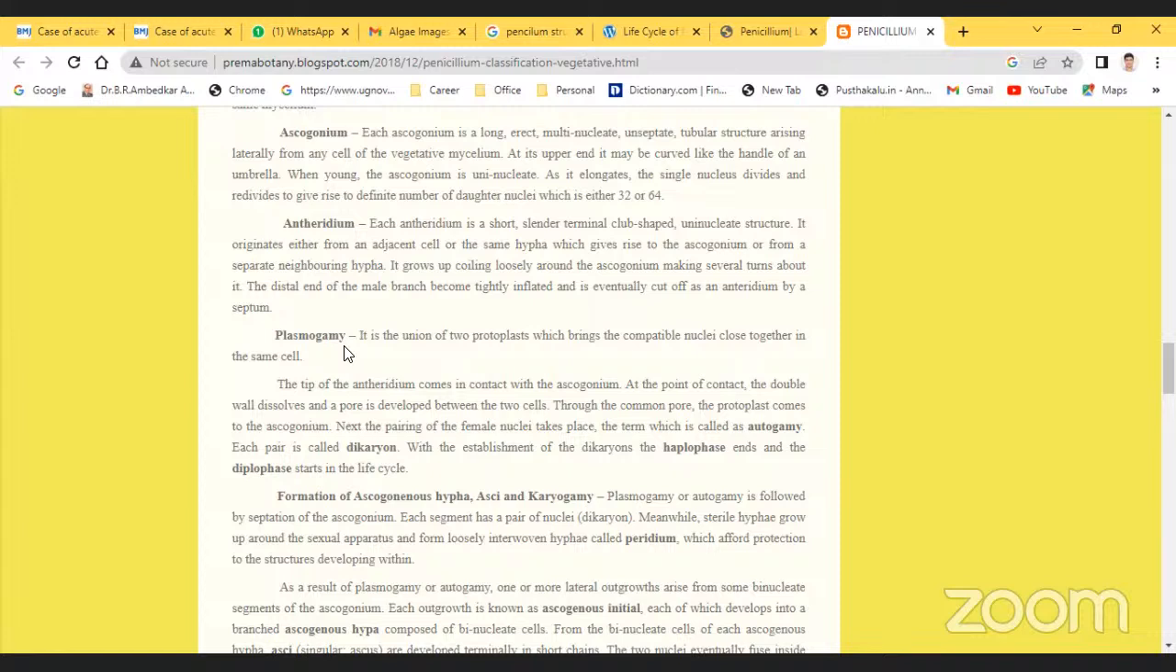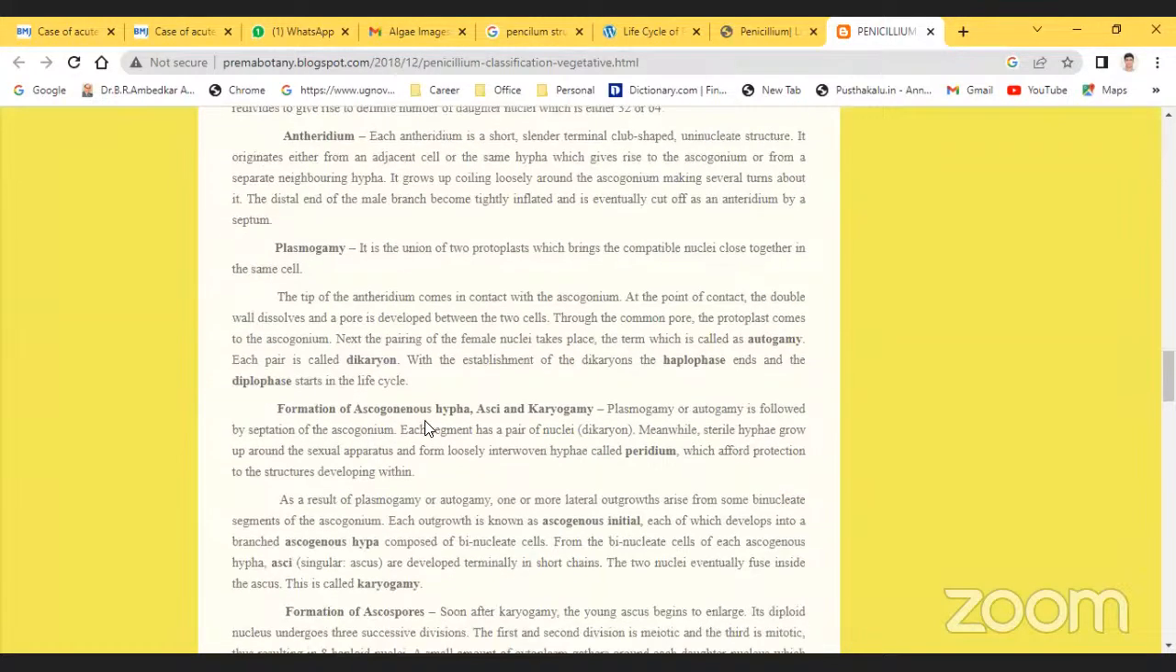Next, the pairing of the male and female nuclei takes place, which is called autogamy. Each pair is called a dikaryon. With the establishment of the dikaryons, the haplophase ends and the diplophase starts in the life cycle. So here, the formation of ascogenous hypha, asci and karyogamy.